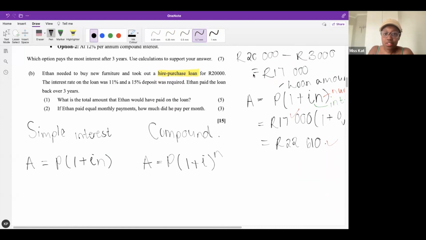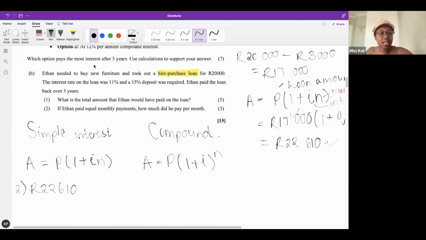Oh, geez. Sorry, Abu. If Ethan paid equal monthly payments, how much did he pay per month? So at the end of the day, Ethan has to end up paying how much? 22,610, right? That's how much Ethan has to pay. How many months does Ethan have to pay this? Look at the question carefully. Look at the information. Nice, Tyler. How did you get it? 36 months.